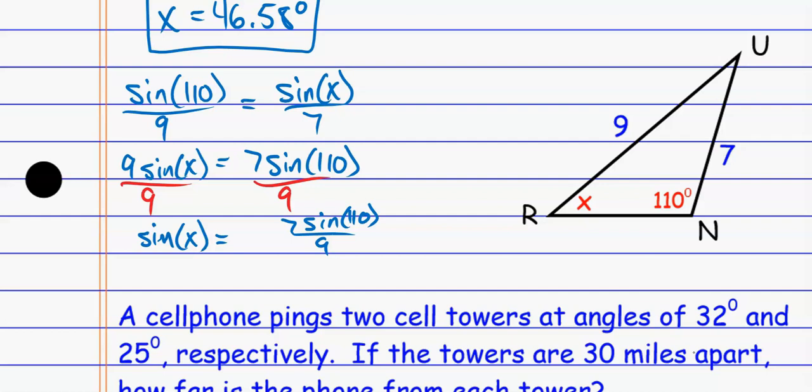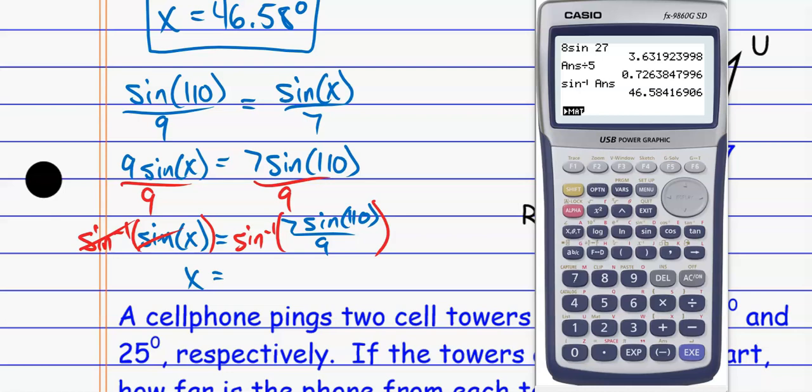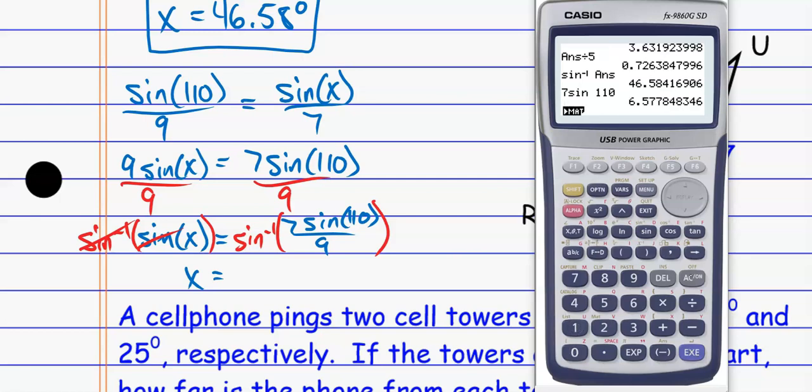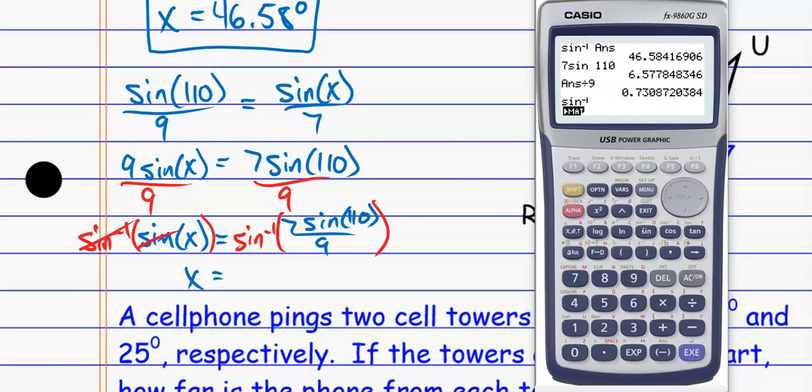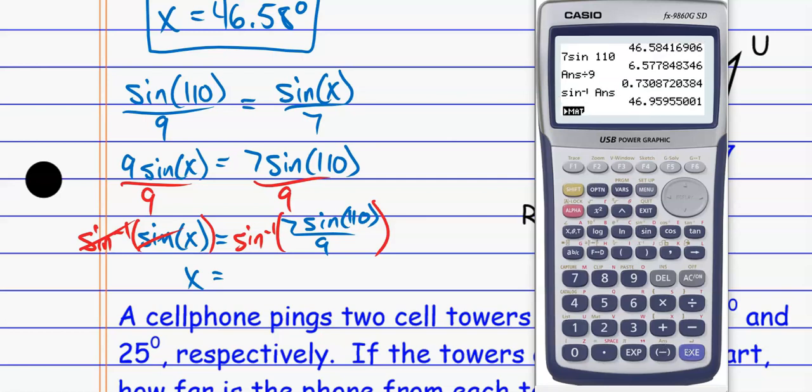And now I take the inverse sine. To get rid of the sine function, I use the inverse sine function. These guys cancel out. And now I just plug this into the calculator. So just like I did on the other one, I'm going to take order of operations into my own hands. Times the sine of 110, enter, divided by 9, enter. And now I'm going to take the inverse sine of my previous answer, enter.